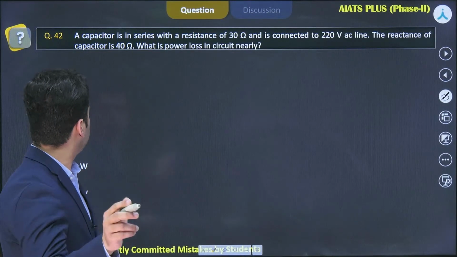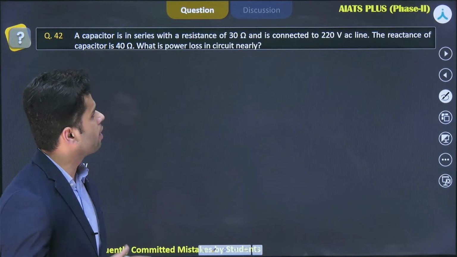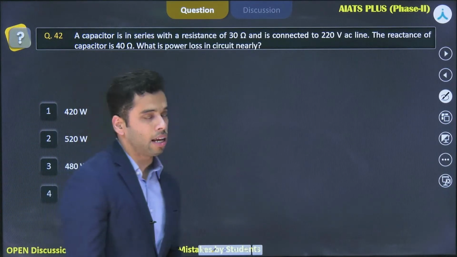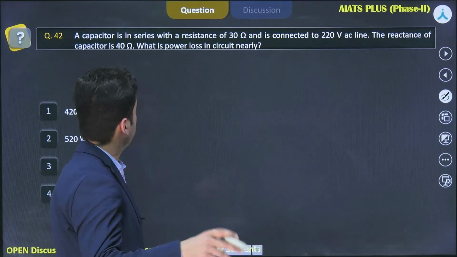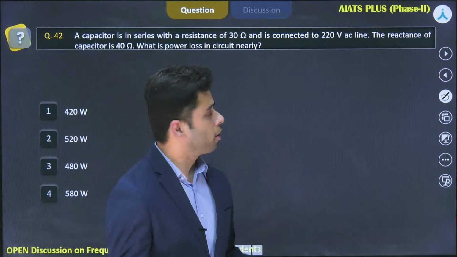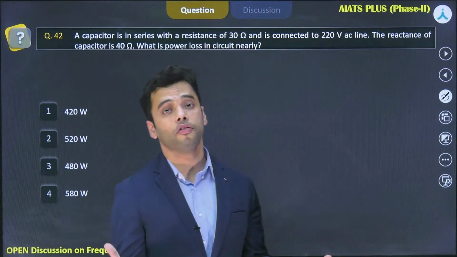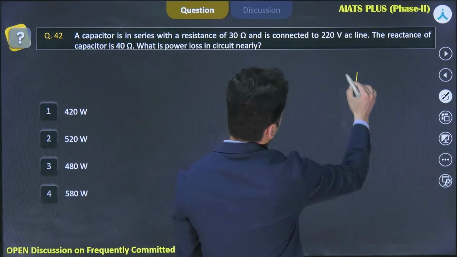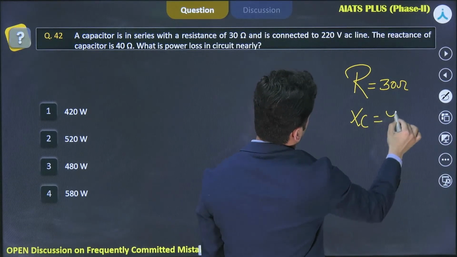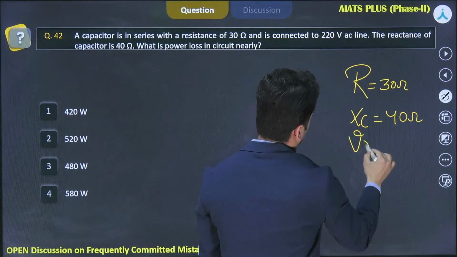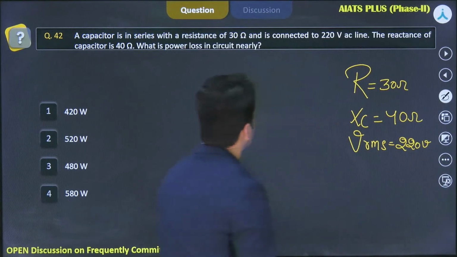Again on the chapter of AC, problem 42. It says that a capacitor is in series with a resistance of 30 ohm and it's connected to a 220 volt AC line. So this time you have a resistance that is connected with the capacitor. The value of resistance is 30 ohm and it is connected to 220 volt AC line. The reactance of the capacitor is 40 ohm. So we have been given the value of XC. So let me quote the data for you. Resistance is given to you as 30 ohm. XC is given to you as 40 ohm. VRMS is given to you as 220 volt.